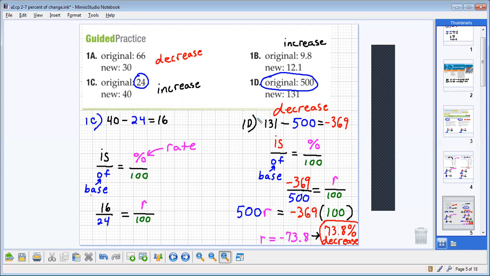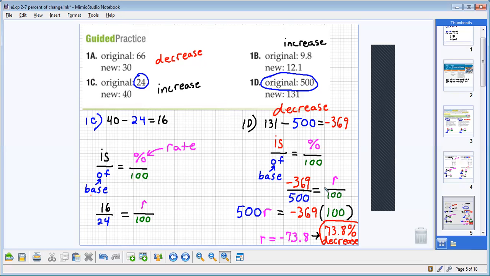Looking over here at example 1D, we know it's going to be a decrease. Our original was 500. We went down to 131. So we know it's a decrease. 131 minus 500 would give us negative 369. So negative 369, that's what we're trying to figure out there. What would that be as a percent decrease? So we write that as negative 369 is to 500, just as R is to 100.